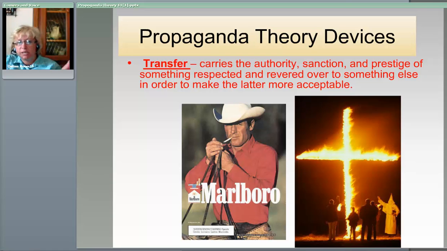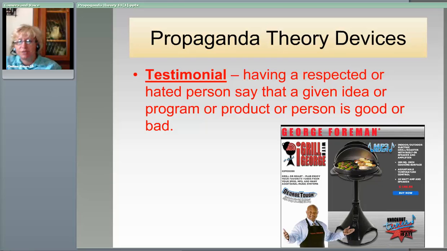But historically speaking, is the Marlboro Company very successful economically? Yes, sadly it is. And unfortunately, were the Ku Klux Klan successful in propagating their hate? They were. That was wrong. Both of these situations used transfer. Next, we've got testimonials. Testimonials, where you have a respected person or even a hated person give the idea that they really like a product.